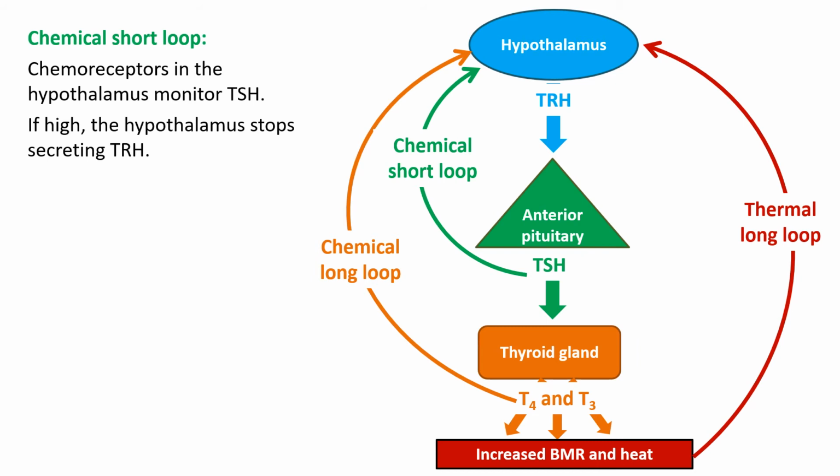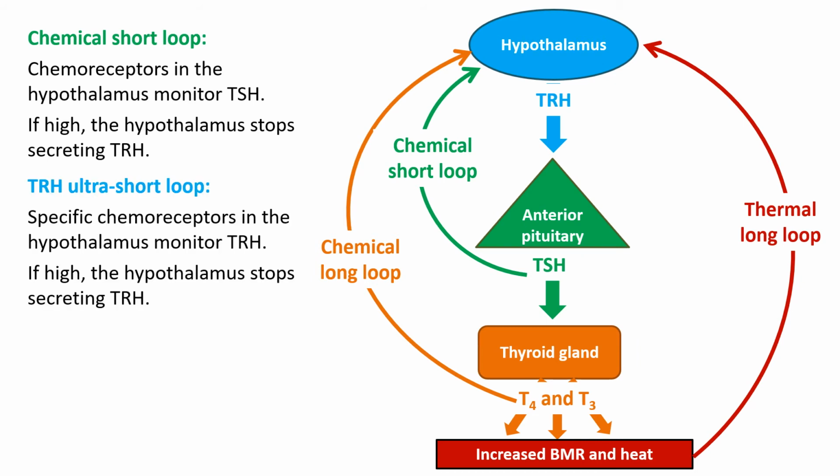If TSH is high, so there's lots of TSH bound to these chemoreceptors, the hypothalamus again will stop secreting TRH, with the same ongoing effects of inhibiting the whole rest of the axis. And then we've got some ultra short loops, 2 of these, which completes our 5 loops.